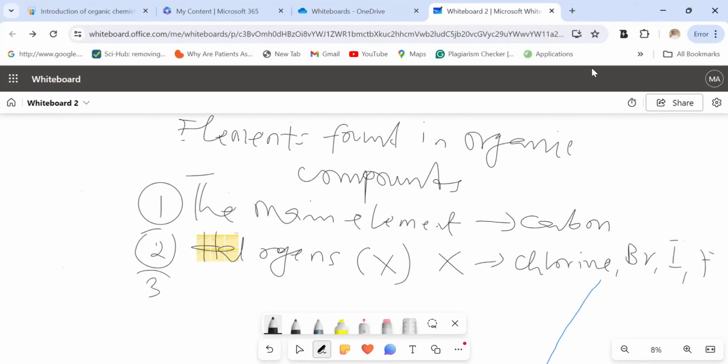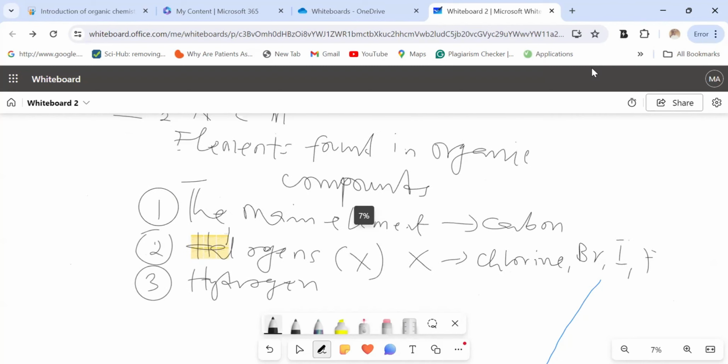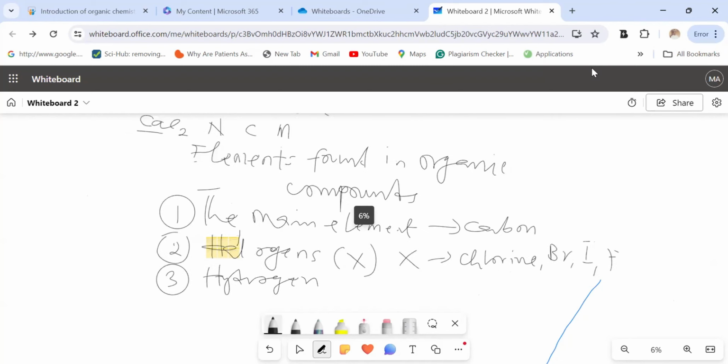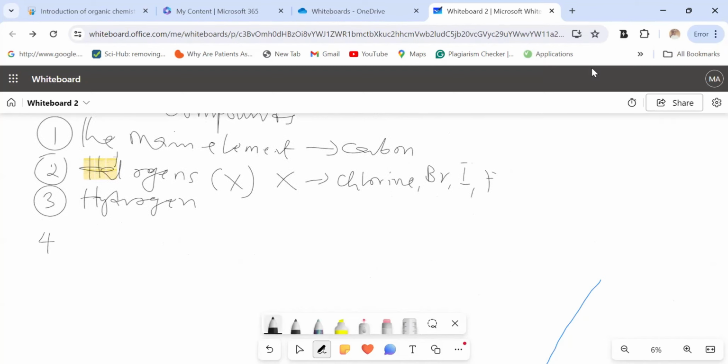And then apart from halogens, we also have hydrogen. Hydrogen is also one of the major elements found in organic chemistry. And then apart from hydrogen, we have number 4. We also have sulfur, nitrogen, and oxygen.